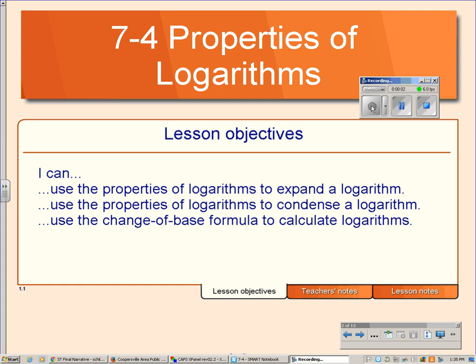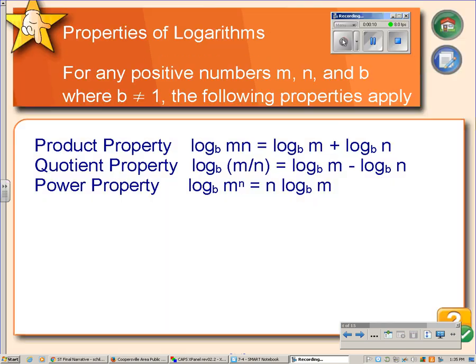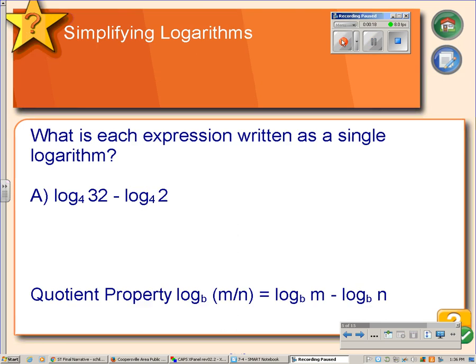This is lesson 7.4, part 1. In this video, we'll learn how to use the properties of logarithms to expand and condense logarithms. These are the properties. There are only 3 of them, and you should hit pause and copy them down. And now we'll use the properties to do a few examples.